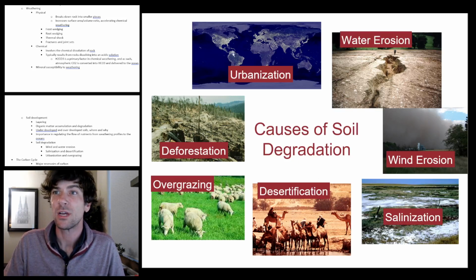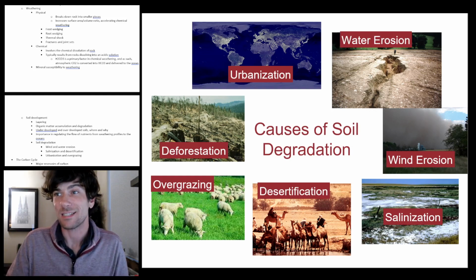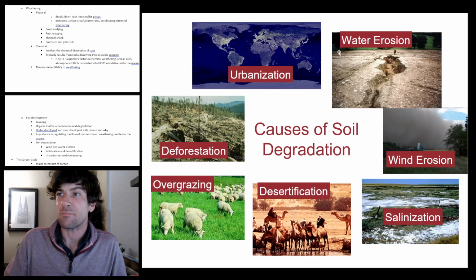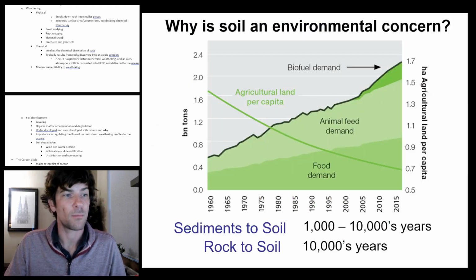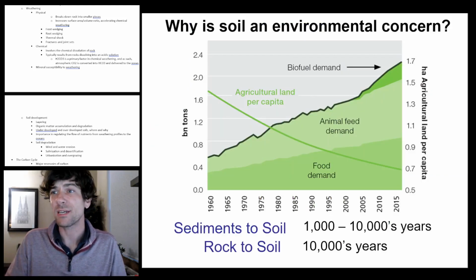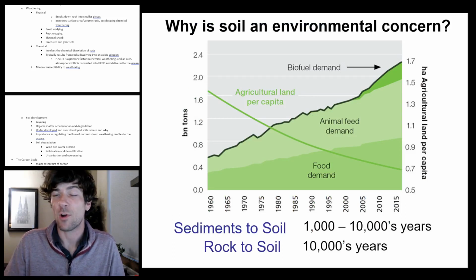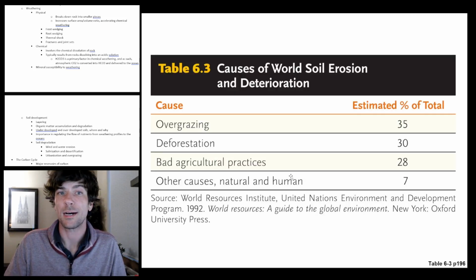In particular, urbanization and deforestation are huge. Overgrazing is really a big deal as well. Desertification captures a lot of these issues. And soils can generally degrade. This is a problem, especially because our population continues to rise, and we need farmable land to grow crops to feed people.